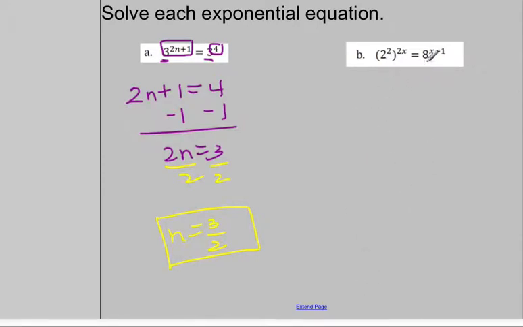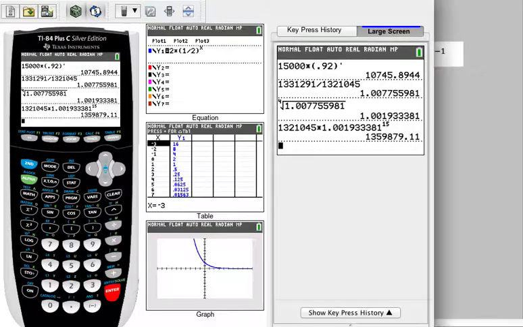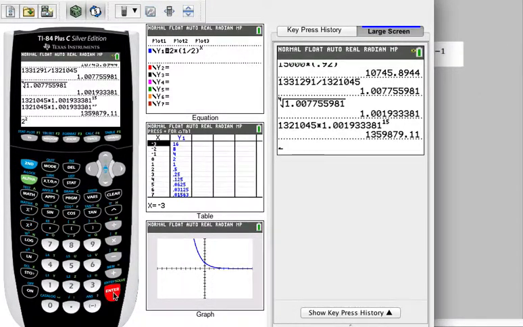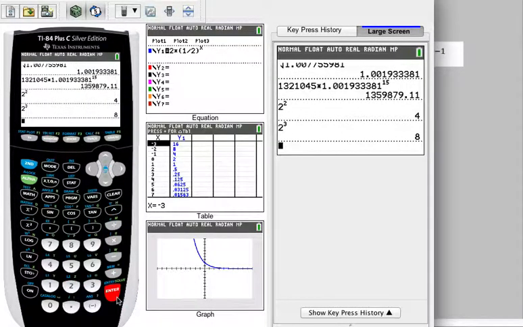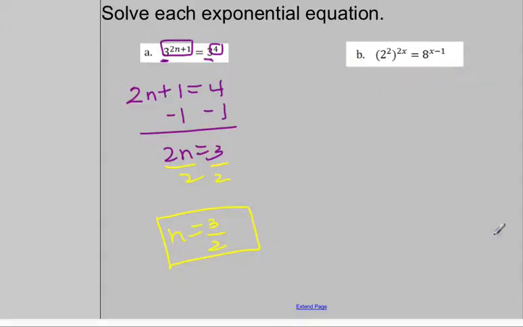Here my base is 2, here my base is 8. So what we need to do is a little rewriting. Okay, I know I can rewrite 8 as 2 to the third power. And if you didn't know, you could just start trying. Well, you know 2 squared is 4, so when I try 2 to the third, that gives me 8. So some of it you might have to do a little guessing on. So 2 to the third will give me 8.